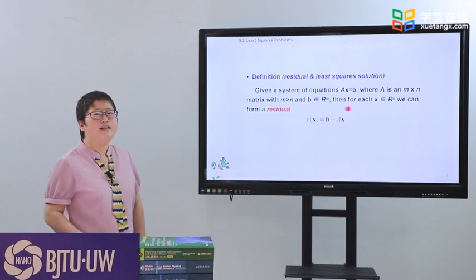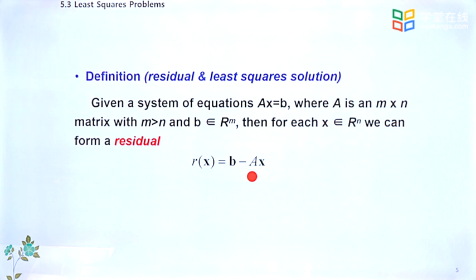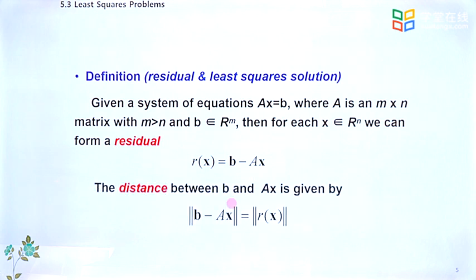If this overdetermined system has a solution, then of course the residual r(x) should be 0. Right? Ax equals b, the residual r(x) equals 0. But because we are considering an overdetermined system, we may not find a solution satisfying all the equations. So in this case, you will have a non-zero residual. The distance between b and Ax is given by the length of b minus Ax, which is the length of the residual r(x). So the length of the residual is the distance between b and Ax.